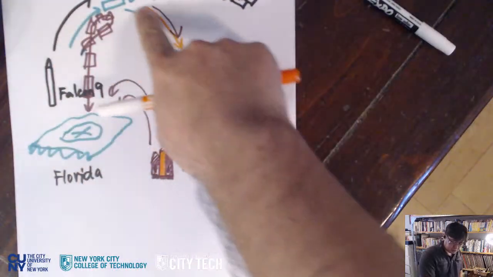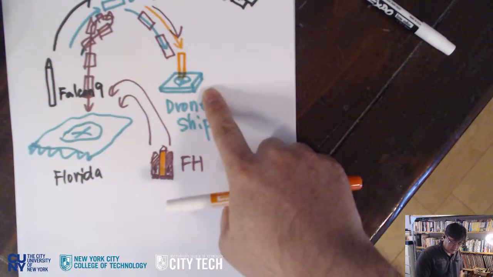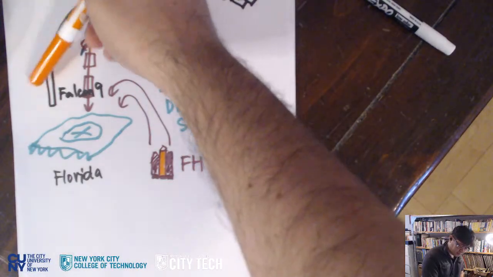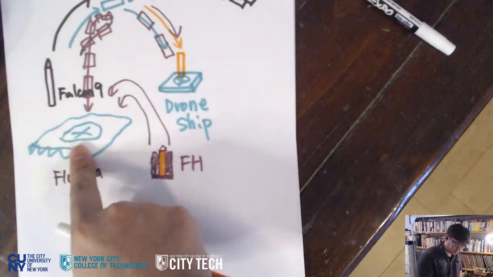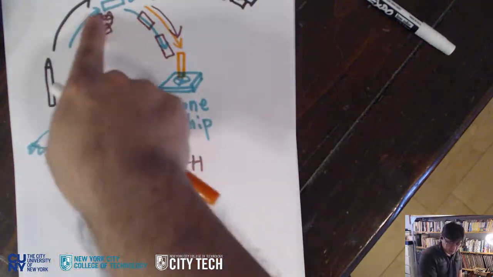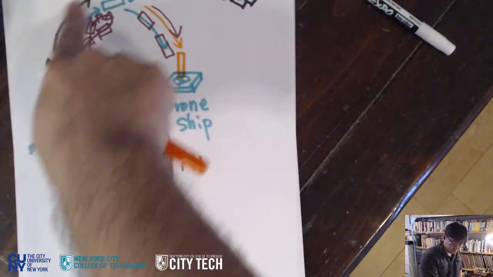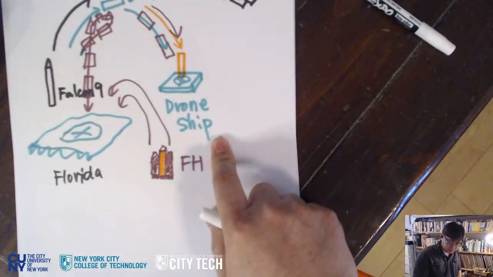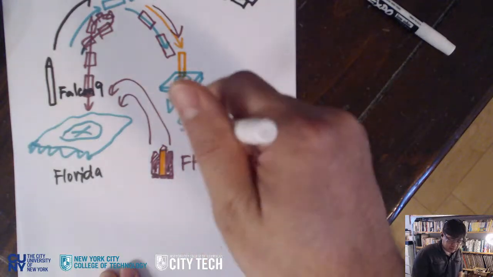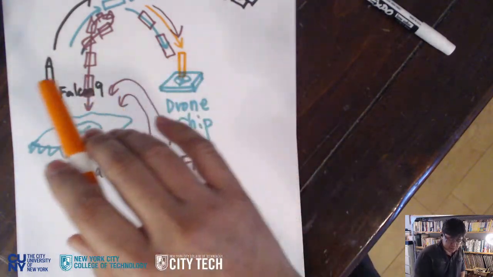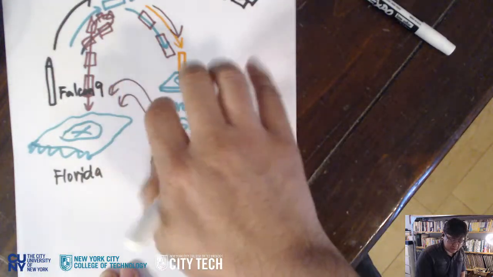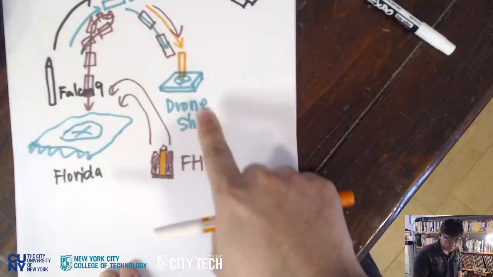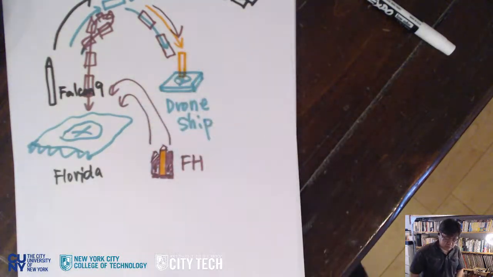Okay, so dropping into the Atlantic Ocean and coming all the way back to the starting point takes a lot more fuel, but catching in the Atlantic Ocean using a drone ship can use the fuel to push up the Crew Dragon. So that's why this time they use the drone ship.